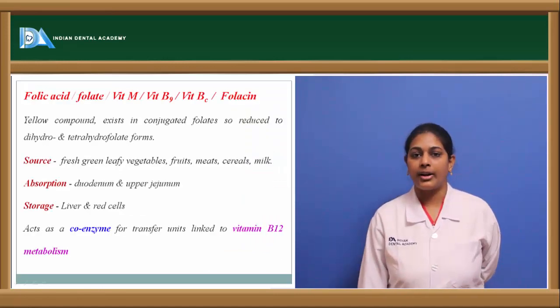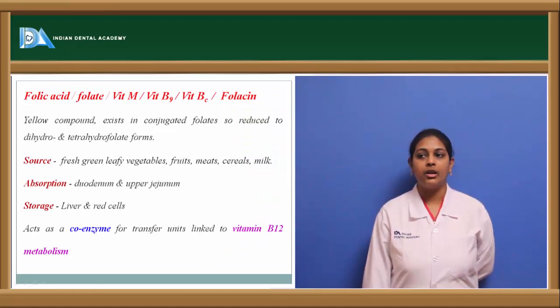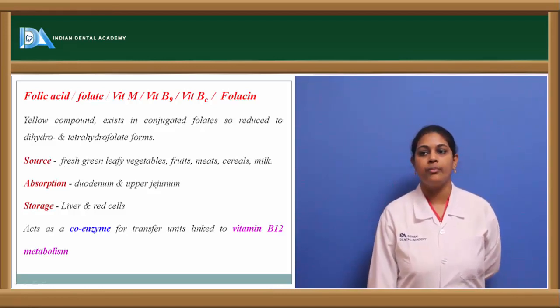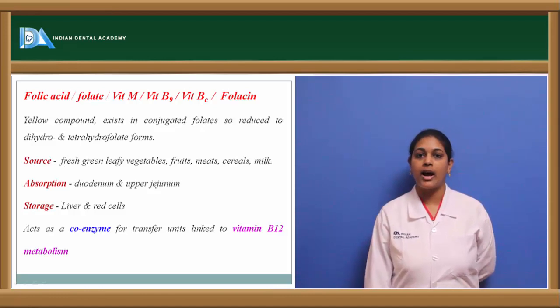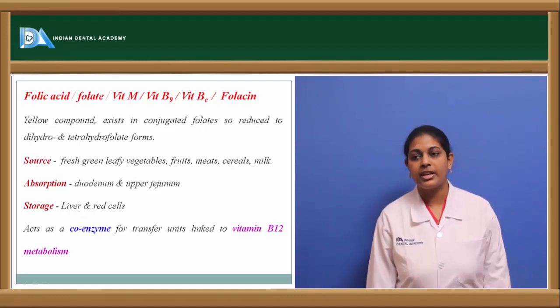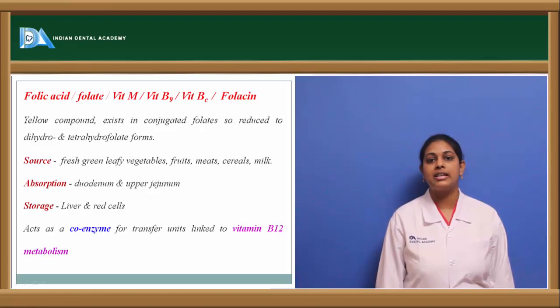Coming to the next vitamin is folic acid, also known as folate or vitamin B9, vitamin BC or vitamin N, or otherwise known as folacin. It is a yellow compound which exists in conjugated form, which is being reduced to dihydro and tetrahydrofolate forms. The major source for this folic acid is from the fresh green leafy vegetables, fruits, meat, cereals, as well as milk.